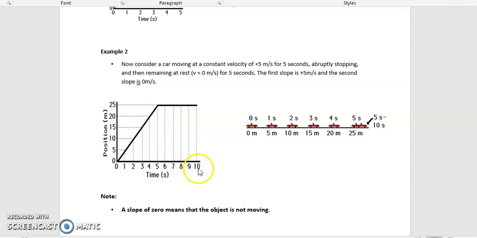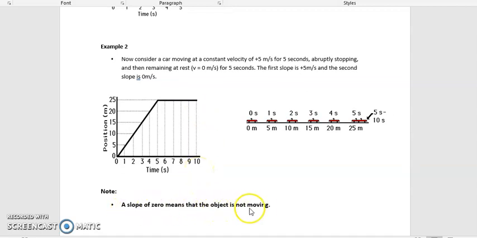We go from 5 to 10 seconds, but if we have no velocity, that means that our object is staying in its position. So here we can see that we went from a position of 0 meters to a position of 25 meters in 5 seconds, and then for another 5 seconds we had no velocity, so we just stayed at 25 meters. Okay, so a slope of 0 means that the object is not moving. So right here we would have a slope of 0, this is a completely flat line, the object's not moving.